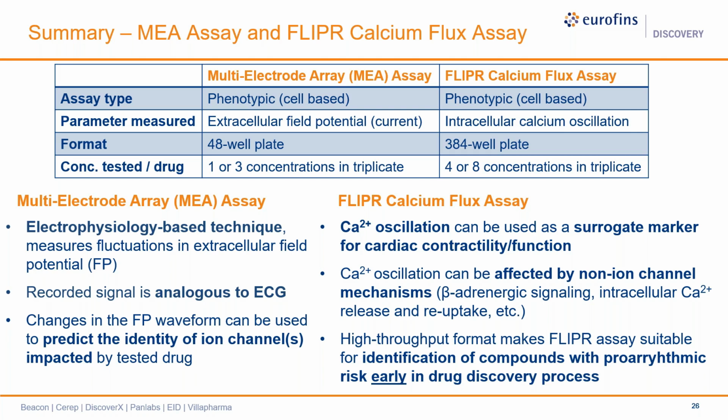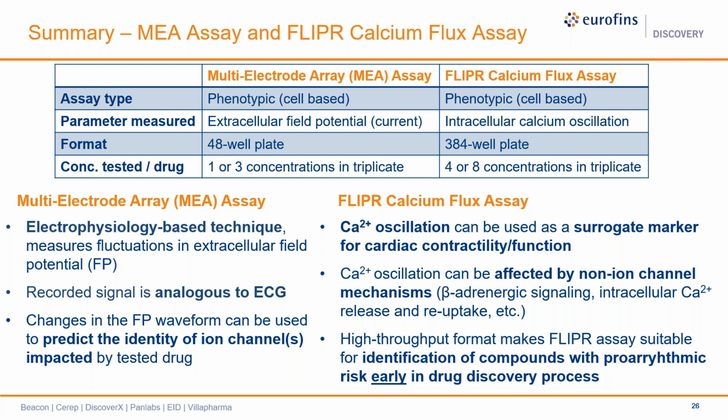The MEA assay is an electrophysiology-based technique. You use microelectrodes that are embedded in the surface of the well to measure fluctuations in the extracellular field potential that is generated by the spontaneously beating cardiomyocytes. The recorded signal is analogous to the electrocardiogram of patients. Importantly, the changes in the field potential waveform can be used to predict the identity of ion channels that are impacted by the tested drug. This cannot be done with the Flipper assay.